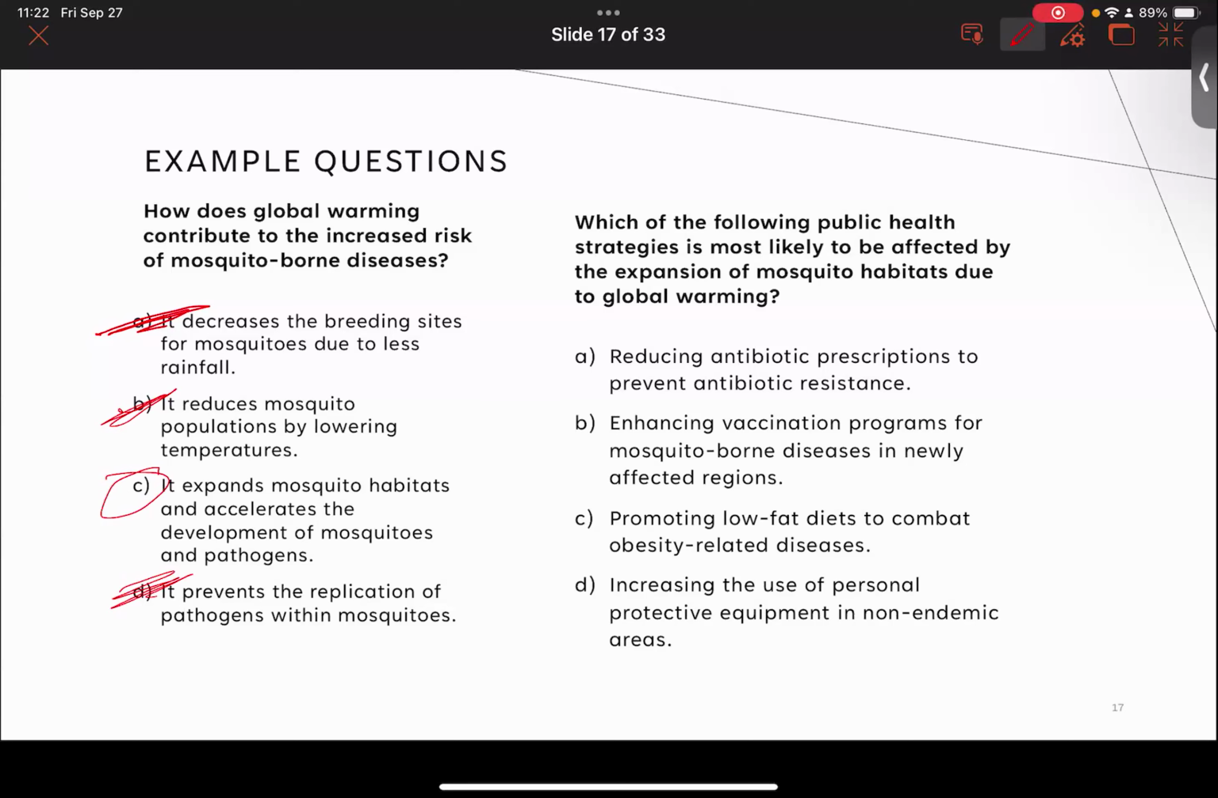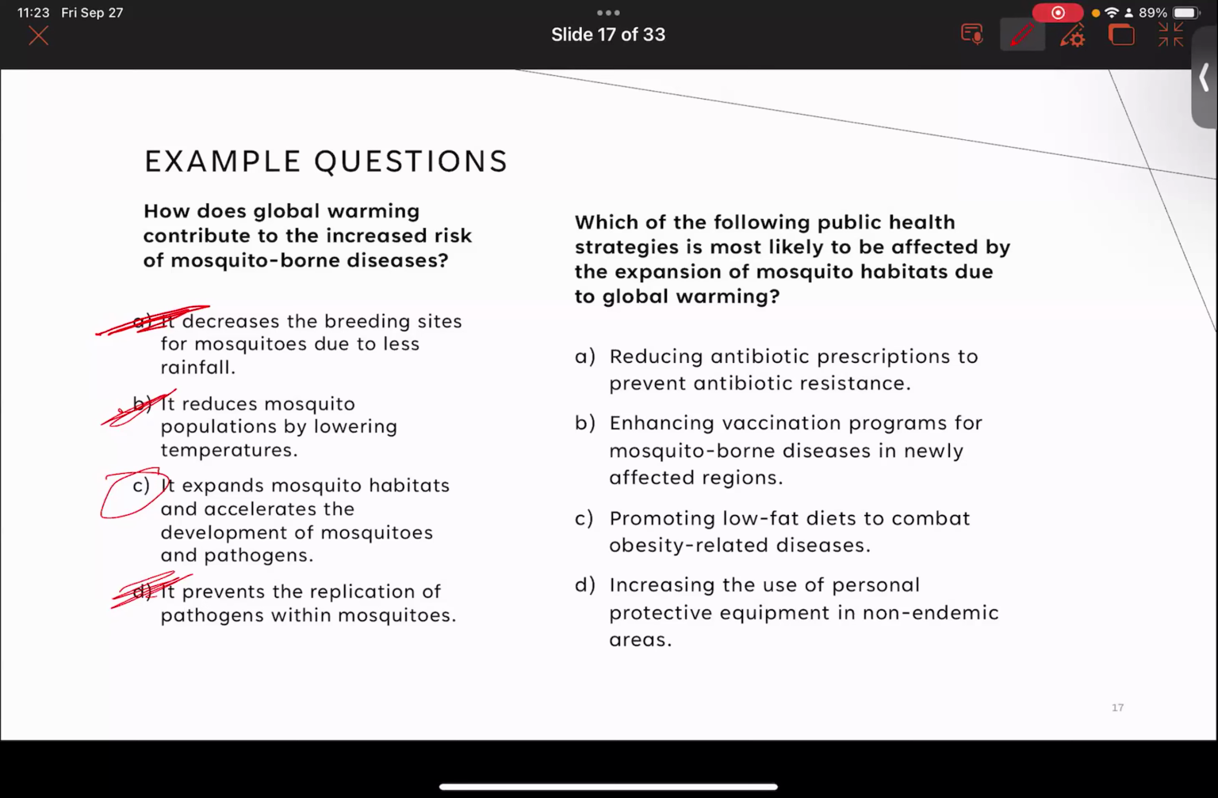The only thing that I really feel like I needed to go over for chapter 25, even when I was trying to pare it down for you guys, was even the call of forums. Just saying. That's definitely on the exam. All right, which of the following, because I cut some stuff out, which of the following public health strategies is most likely to be affected by the expansion of mosquito habitats due to global warming?